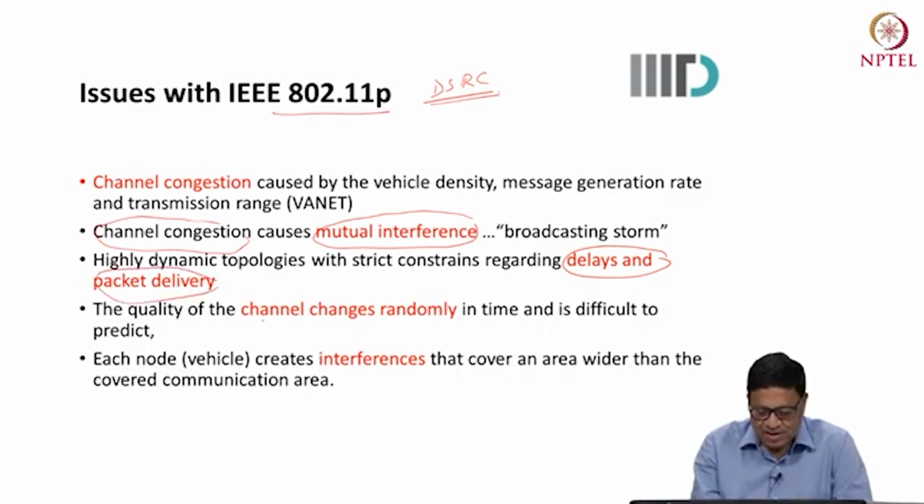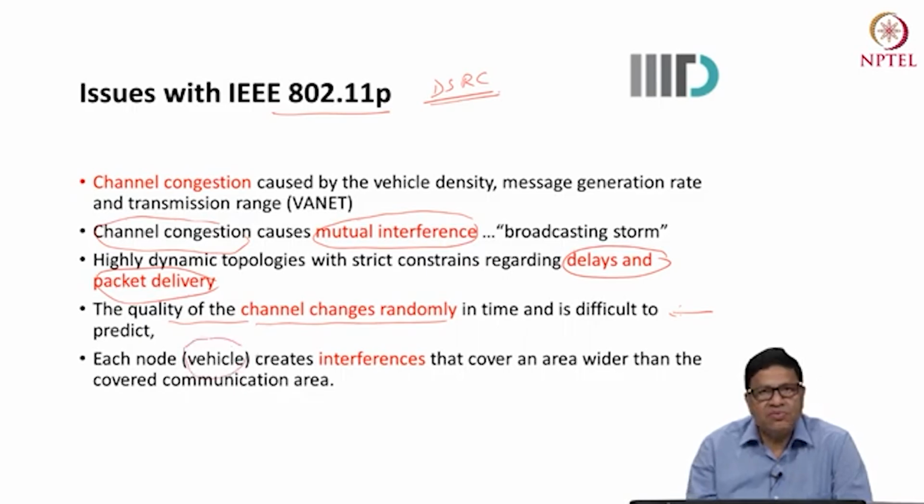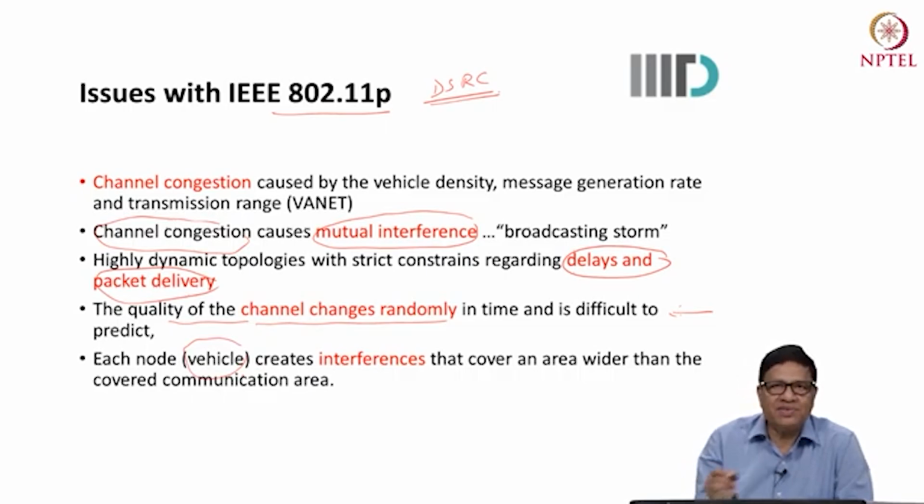And the quality of the channel changes randomly because the channel is a function of time and the topology around you. So it is very difficult to predict the quality of the channel. It is unlike indoor communication, where the channel is deterministic. Here the channel changes randomly, so prediction is very difficult. And each node, because each vehicle is a node here, creates interference that covers an area wider than the communication range. So that node is a source of interference for the two vehicles which are communicating.